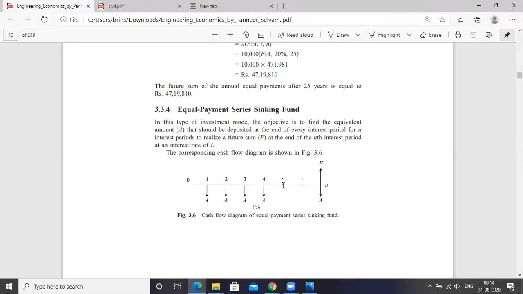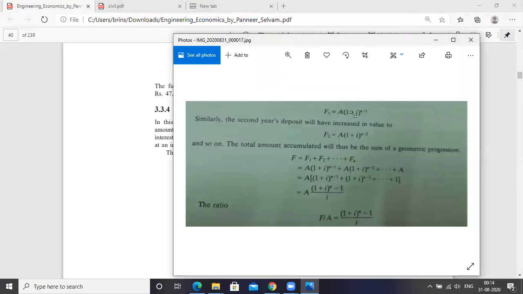So for example, after this, the exponent keeps decreasing for each later deposit: n minus 2, n minus 1, like this. So we know that after n years, the first year's deposit will have increased in value to F1 is equal to A times (1 plus i) to the power n minus 1, right?